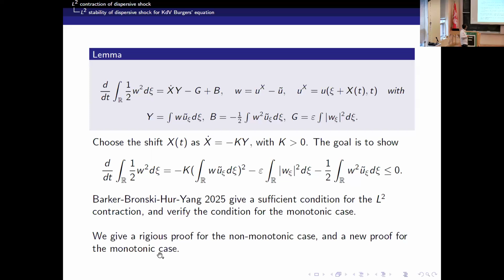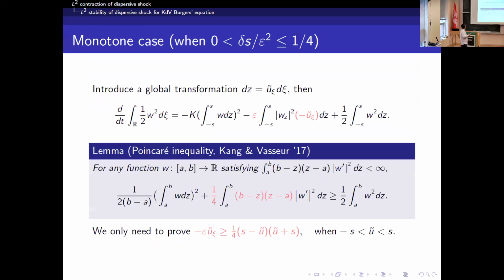I think it's a pretty easy proof for the monotonic case. Let's start from the monotonic case to show you some ideas. So remember, this is the thing we have. Now we do a transformation. We are allowed to do this transformation for a monotone case.